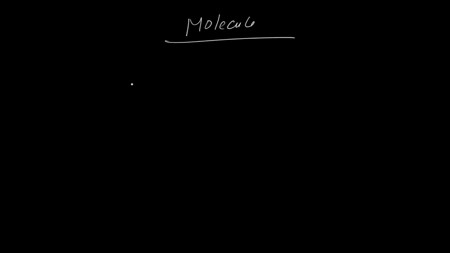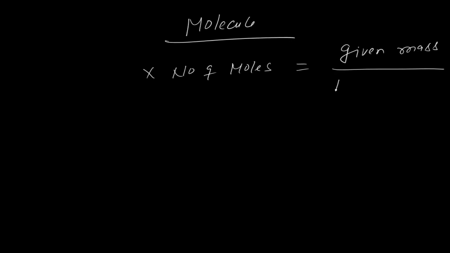So for molecules you have to find out the number of moles. The number of moles for a molecule is equal to, again, given mass. In place of atomic mass we'll use molecular mass. Sometimes we use a common term that is known as molar mass. So what about the molar mass?